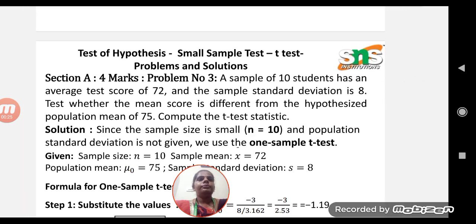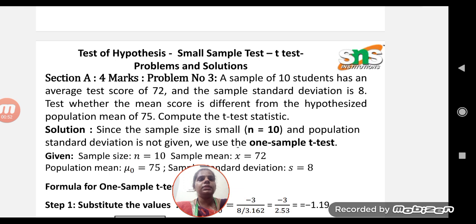A sample of 10 students has an average test score of 72 and the sample standard deviation is 8. Test whether the mean score is different from the hypothesized population mean of 75. Compute the t-test. They have given the data as the sample size, the mean value, the standard deviation value and the mean score for the population mean. From these values, we are going to calculate the t-test.